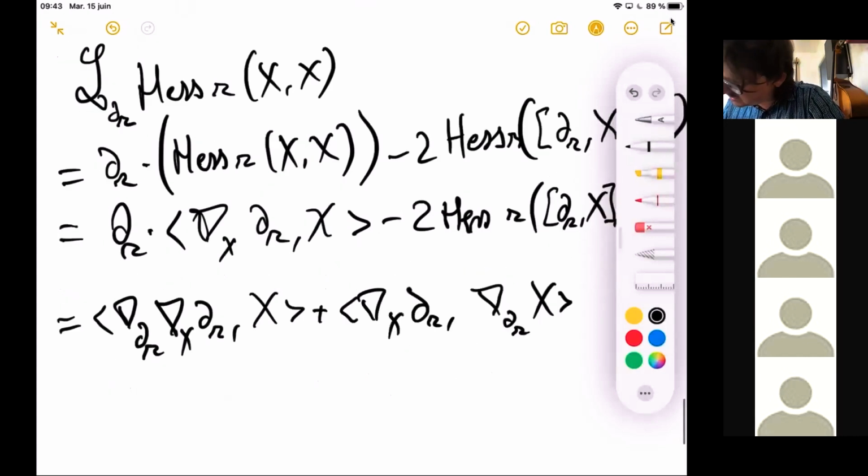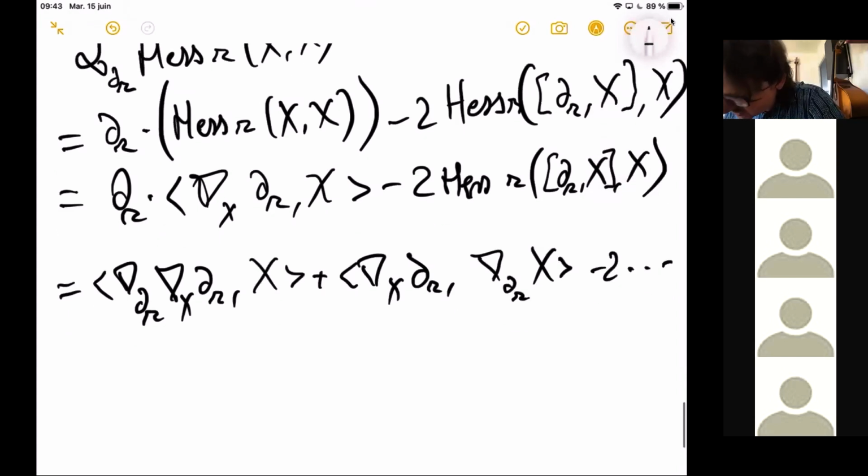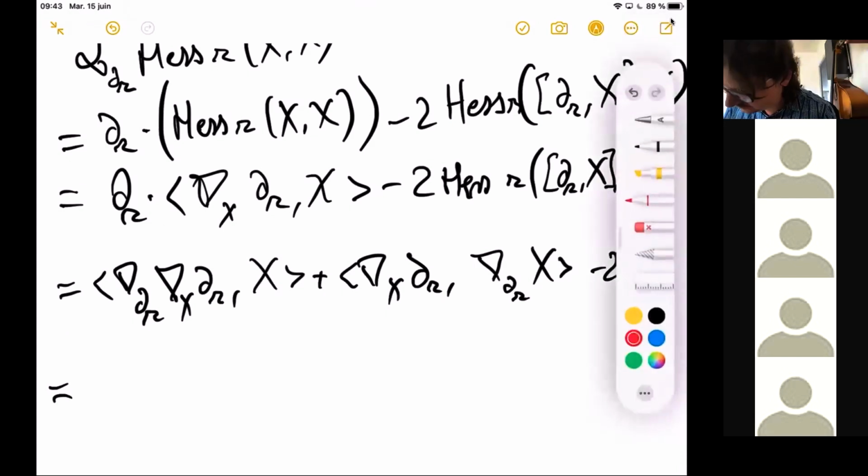So, okay, and -2 blah blah blah. Let's not forget that, but I'm not touching that. And this is where the sectional curvature will appear. Okay. So how does it appear?